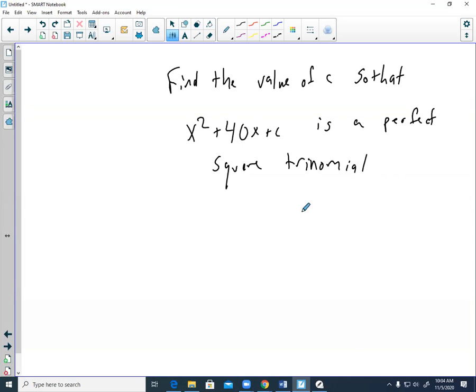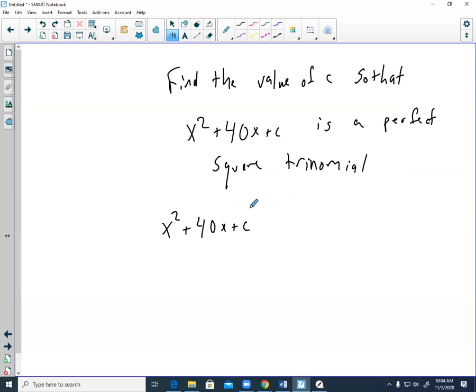This is asking you to do the same exact thing that we just did, except you don't have to solve anything. What they want you to do is find the value of C that you're going to put right here to be able to factor this perfectly. So this is saying x squared plus 40x plus C.